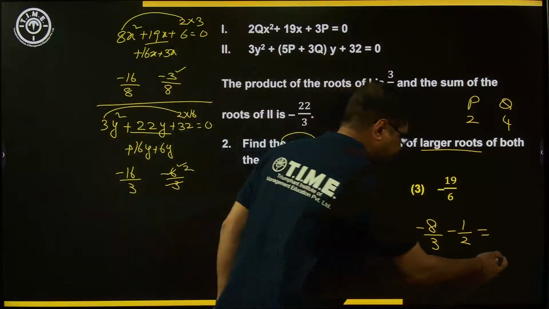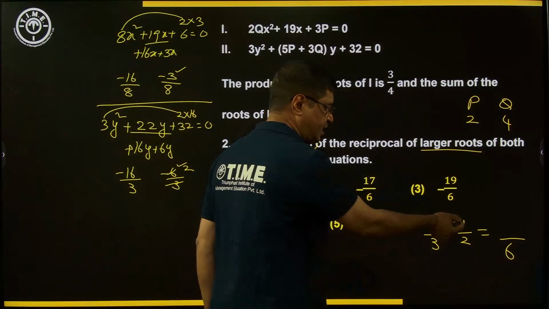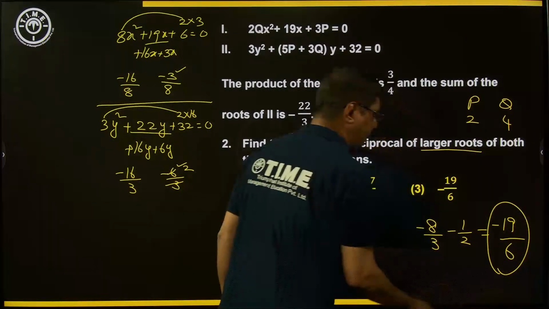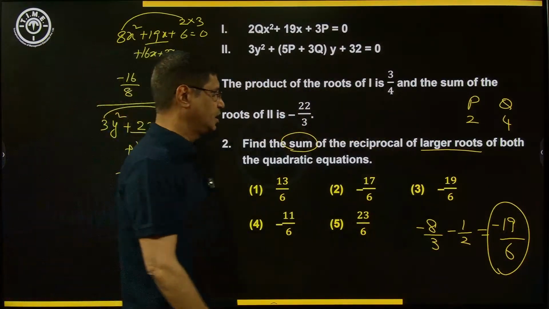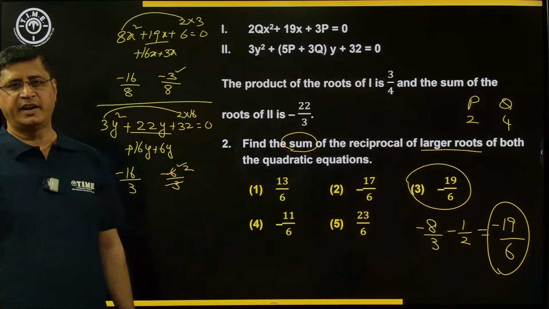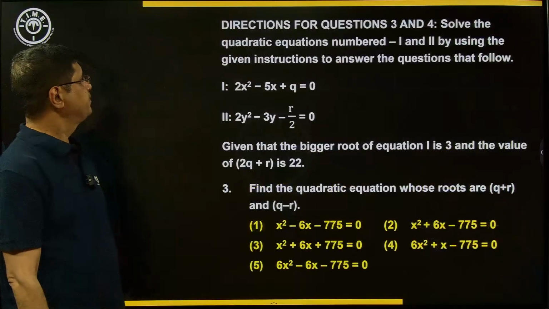Here the LCM is 6. 2 into 8, 16. 3 into 1, that is 3. 3 plus 16, that is 19. So what is the result? Minus 19 by 6. The answer choice is option 3. The third choice is the right answer. Okay. Now moving to the next example.